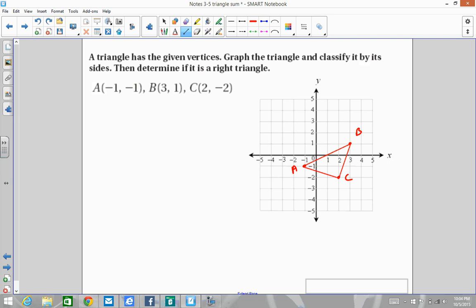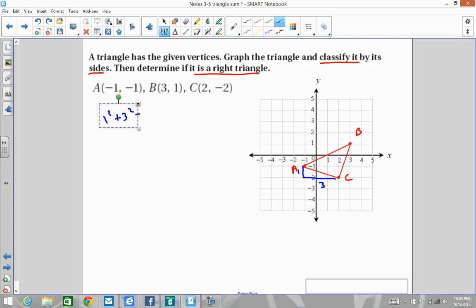And it says here we want to classify this triangle by its sides and then determine if it's a right triangle. So first things first, let's classify it by its sides. That means you have to find the length of each side. If I start with AC, that's a 1, and that's a 3. So 1 squared plus 3 squared equals AC squared. So that's the square root of 10 is equal to AC.